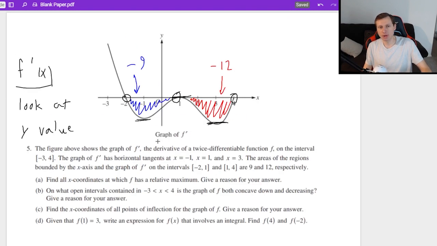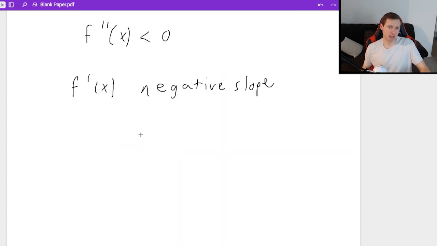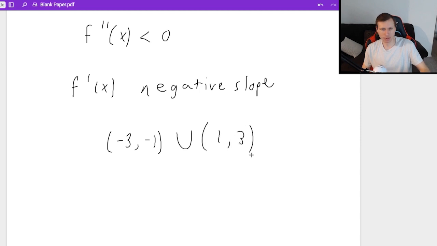So going back to my graph, I just need to find where this function has a negative slope. It looks like that's going to happen here from negative 3 to negative 1, and here from positive 1 to positive 3. That's where the slope is negative. So I'm going to give my answer in interval notation because that's typically what they like. I'm going to write negative 3 to negative 1 in union with positive 1 to positive 3. There's where I'm concave down.